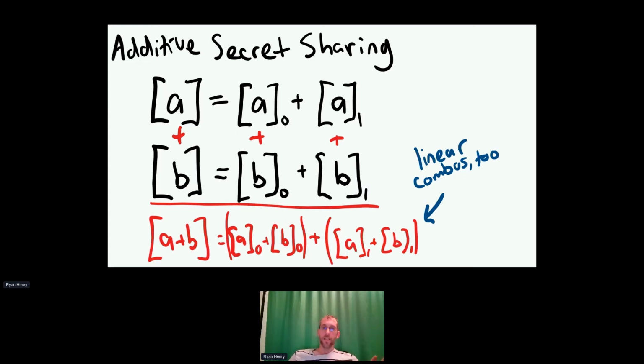So lots of interesting computations can be done just with linear combinations, and this lets you do them very efficiently while ensuring that neither party learns the inputs or the intermediate values, and they can only reconstruct the final answer at the end using this summation formula.